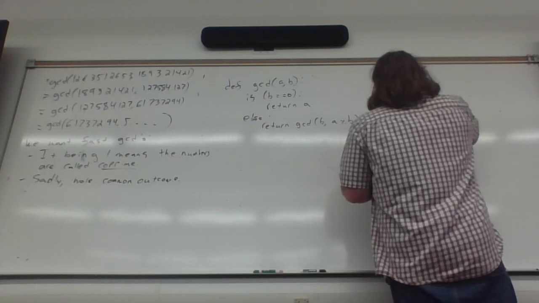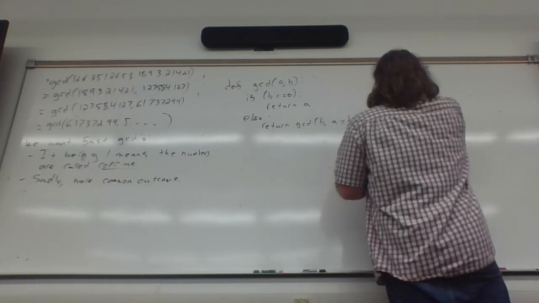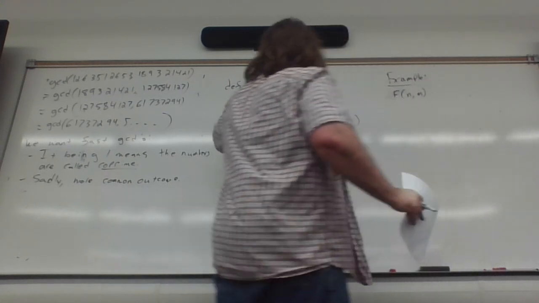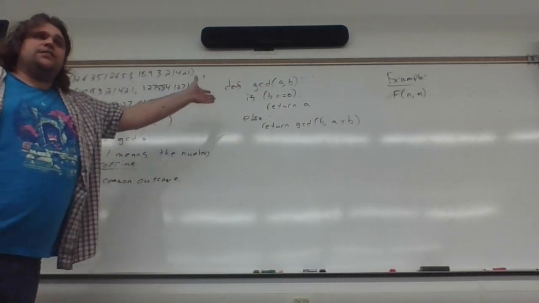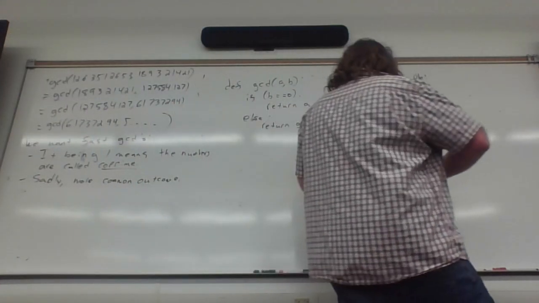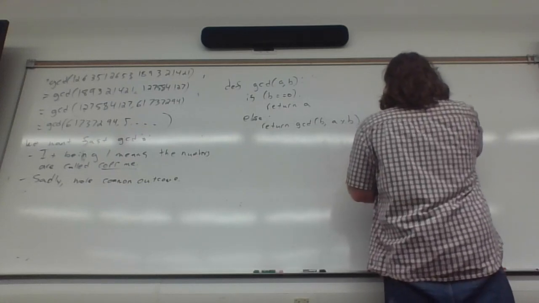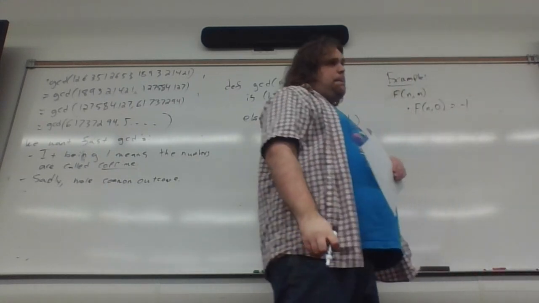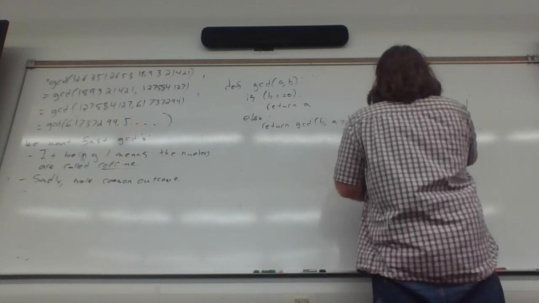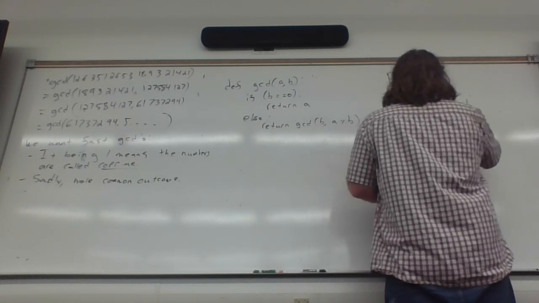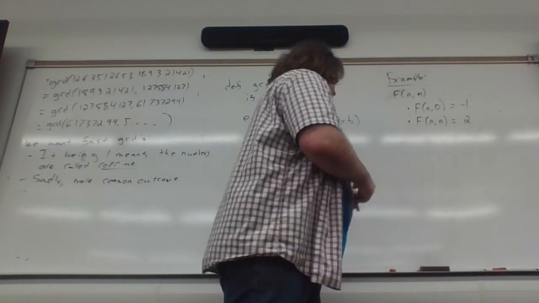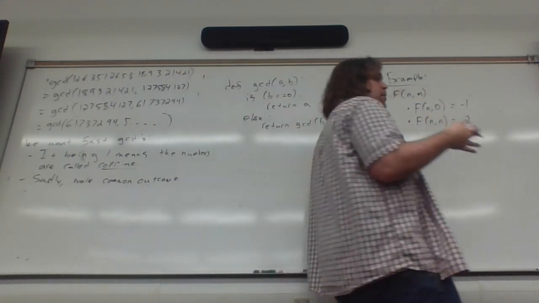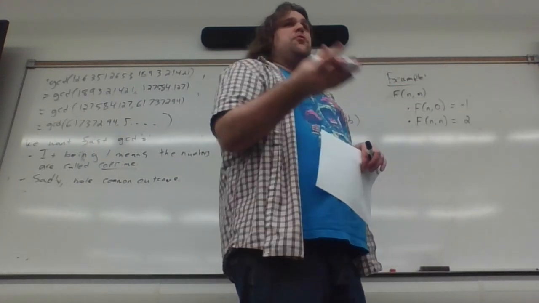So we're going to define a function as follows. F of n comma m. Just like the GCD, it's taking two numbers, a first number and a second number. So what are we going to do? Well, if the second number is 0, we're going to say it's minus 1. If the two numbers are equal to each other, that's what n comma n means, we're going to say it's 2. They're the same number. So 2 comma 2, we would say it's 2. 3 comma 3, it's 2.